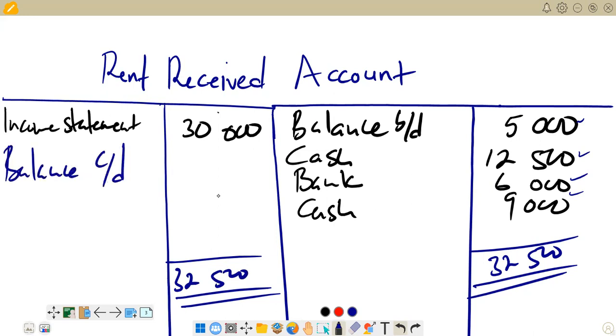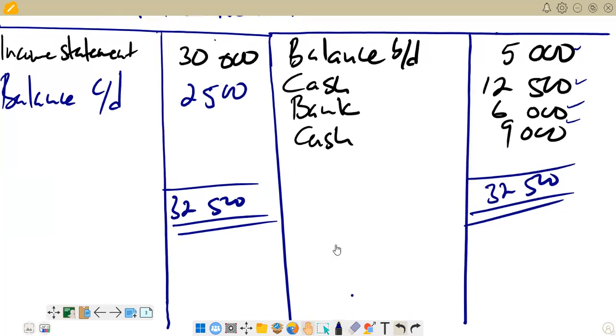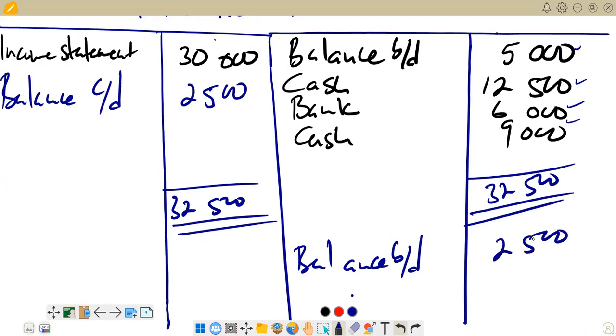We are going to have our balance CD here, which is 30,000 minus 30,000. We are going to get 2,500. And obviously our BD will come on the opposite side below the double lines. Here now we have got our balance BD, and the amount is 2,500. So that's what we have in terms of the rent received account.